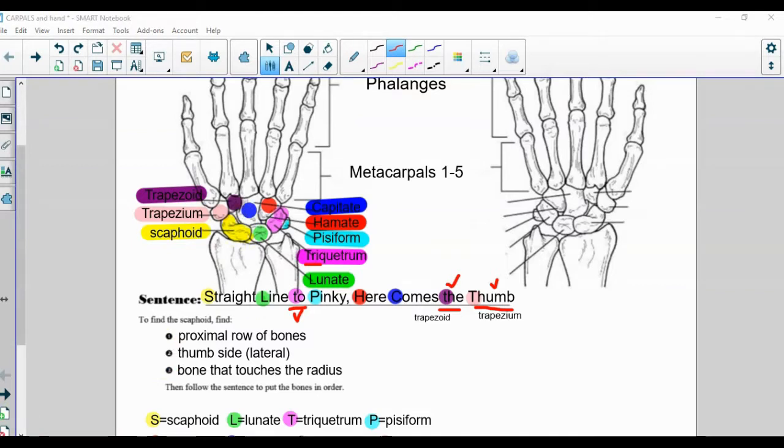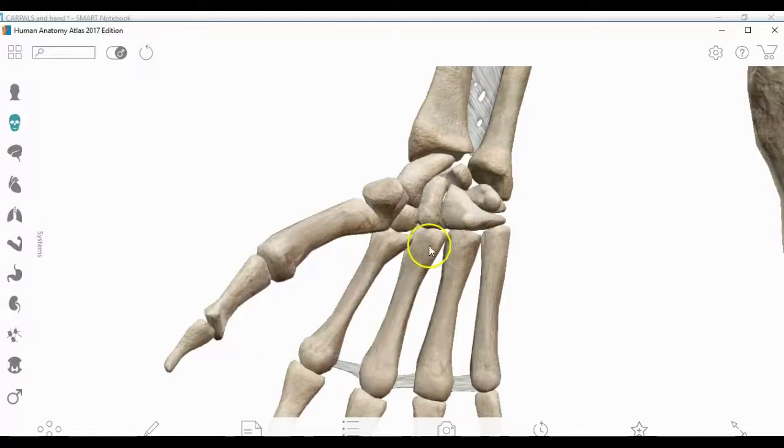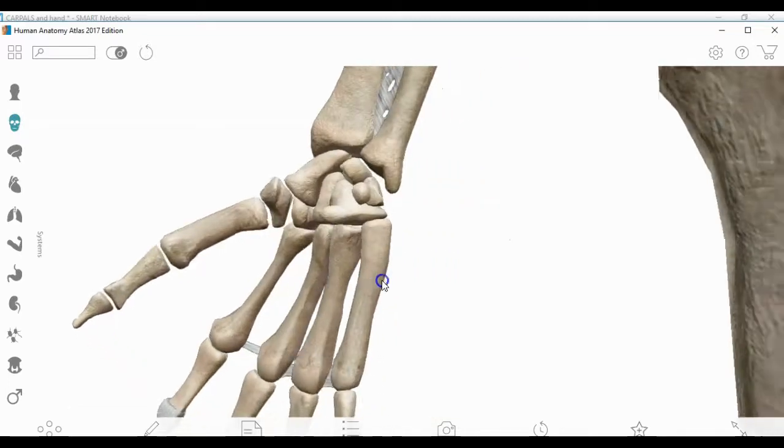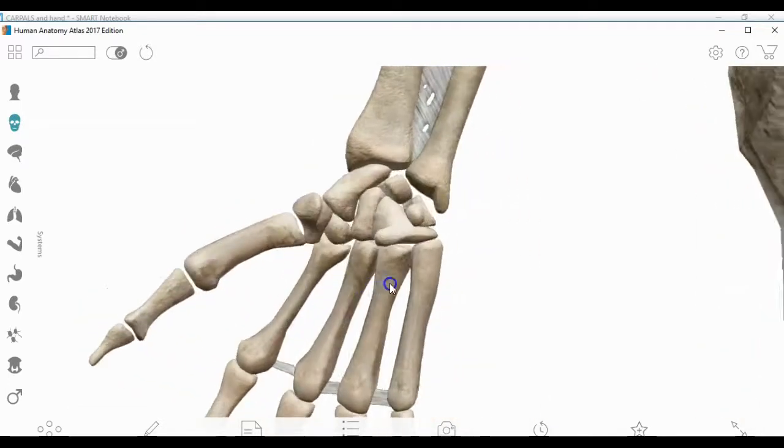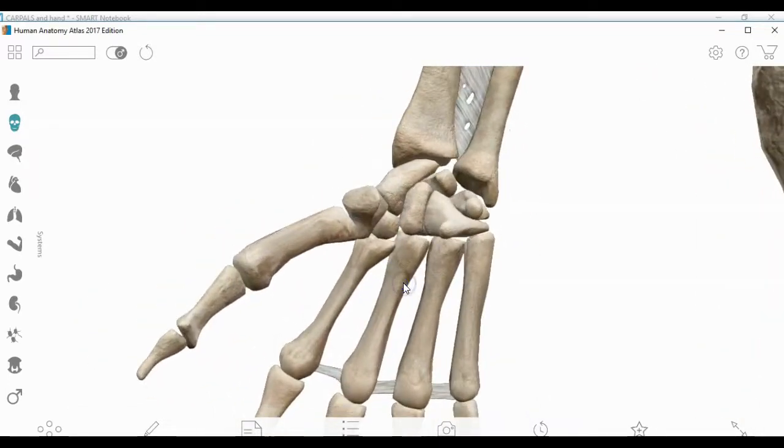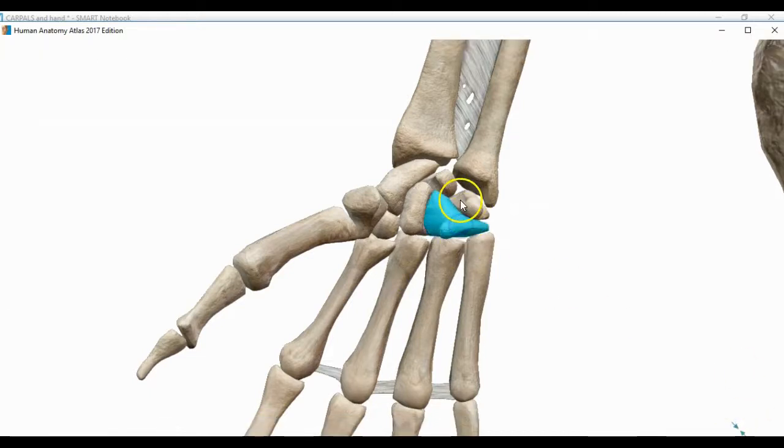Okay, so I wanted to take one last look at our bones, and I'm in the Atlas app here, zoomed in on the carpals. So let's take a minute and I'm going to select these bones so you can see them individually. Which one is the scaphoid? You take a minute and try to figure it out.